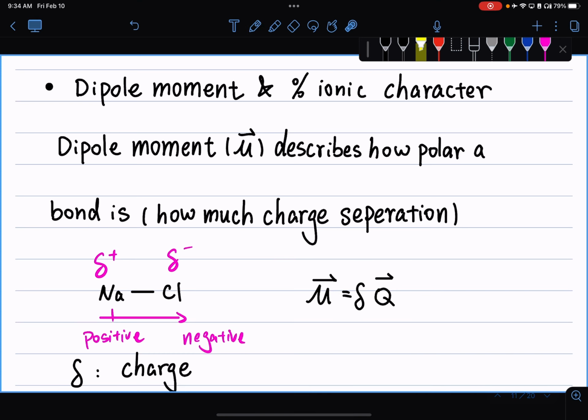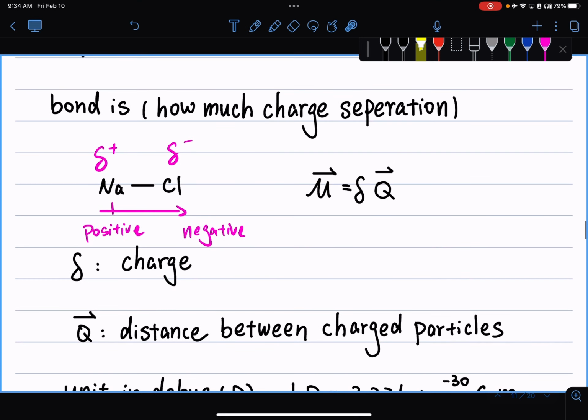And to quantify the dipole moment, we have the equation here. So what are these terms? This mu is a vector, because dipole moment has direction, right? We're always pointing from positive to negative. That's where that little arrow comes from. It is a vector with direction. And that's our dipole moment.